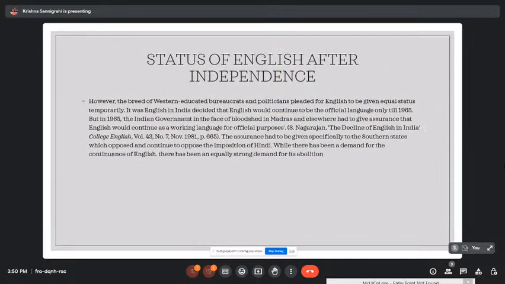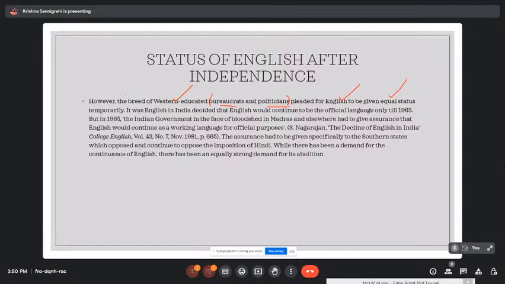However, the breed of Western educated bureaucrats and politicians, so the people of power, the people who had money, the people who were politically sound, pleaded for English to be given equal status temporarily. So these well-to-do people were not really happy with Hindi. They wanted to give equal status, at least temporarily, to what?